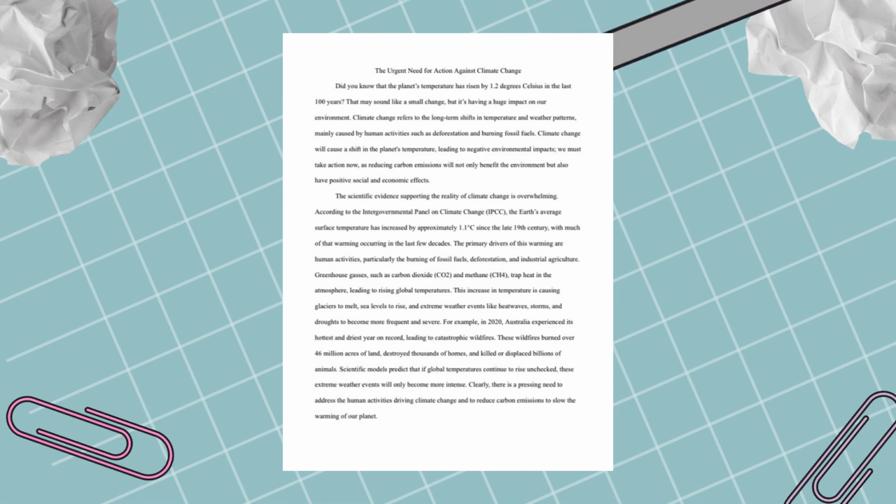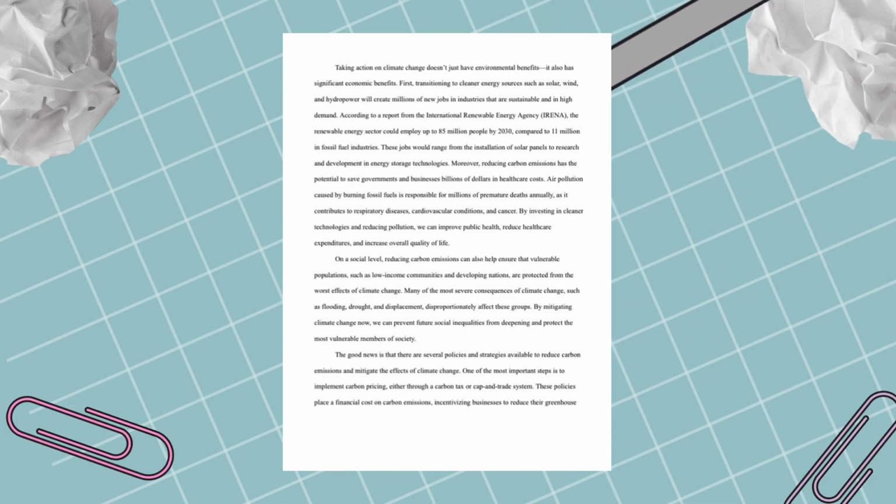For example, in 2020, Australia experienced its hottest and driest year on record, leading to catastrophic wildfires. These wildfires burned over 46 million acres of land, destroyed thousands of homes, and killed or displaced billions of animals. Scientific models predict that if global temperatures continue to rise unchecked, these extreme weather events will only become more intense. Clearly, there is a pressing need to address the human activities driving climate change and to reduce carbon emissions to slow the warming of our planet.